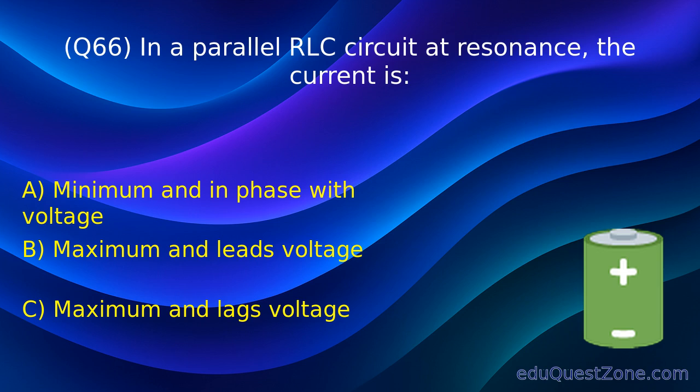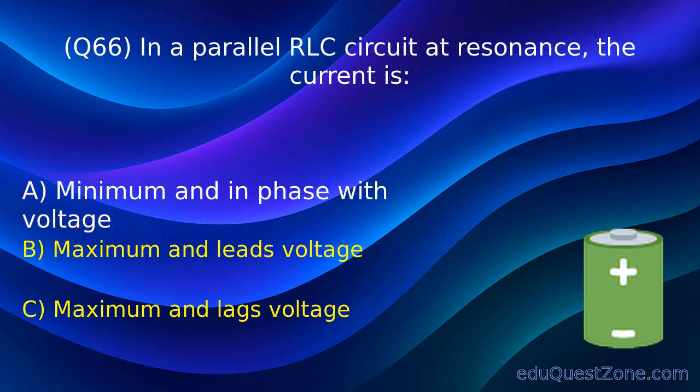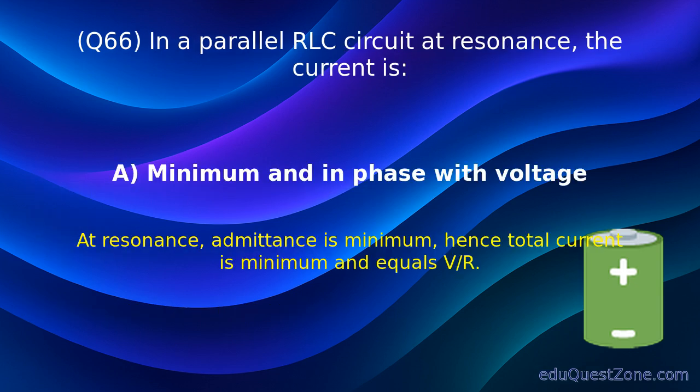Question 66. In a parallel RLC circuit at resonance, the current is. Option A, minimum and in phase with voltage. At resonance, total current is minimum and equals voltage divided by resistance.